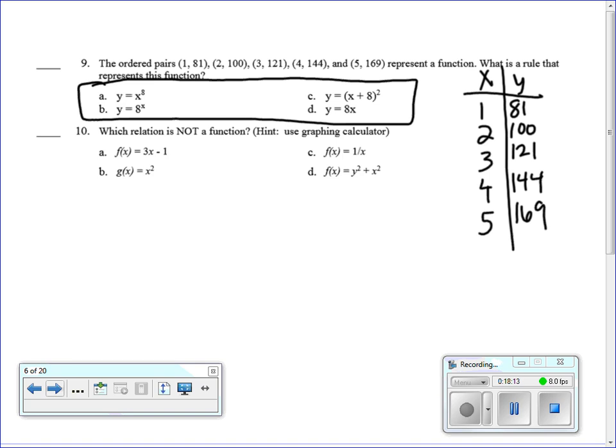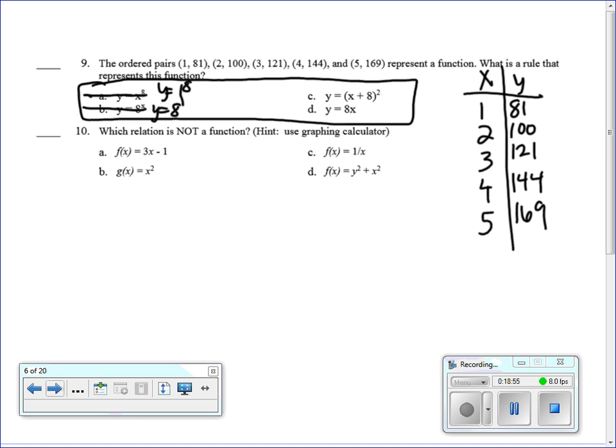So I know that in this first one, where we have y equals x to the 8th power, instead of doing y equals x to the 8th, I could do y equals 1 to the 8th. And see if 1 to the 8th is actually 81. And in this case, we know that 1 to the 8th is not 81, but it is in fact 1. So this does not represent this. This is not the equation for this function. We look at B, we do the same thing. So instead of y equals 8 to the x, we'll do y equals 8 to the first power, because x is 1. 8 to the first power is 8. So we know that that is also not going to be the case for this one.